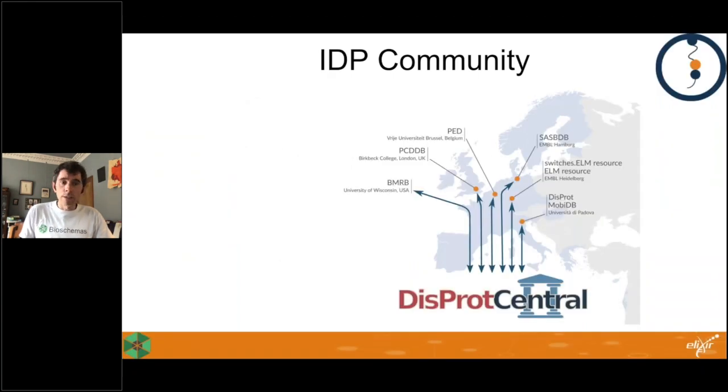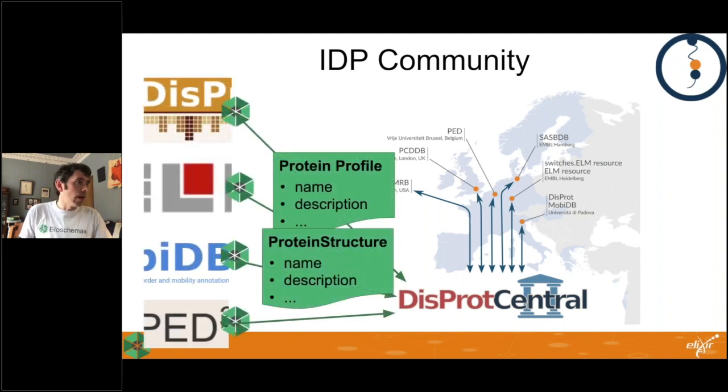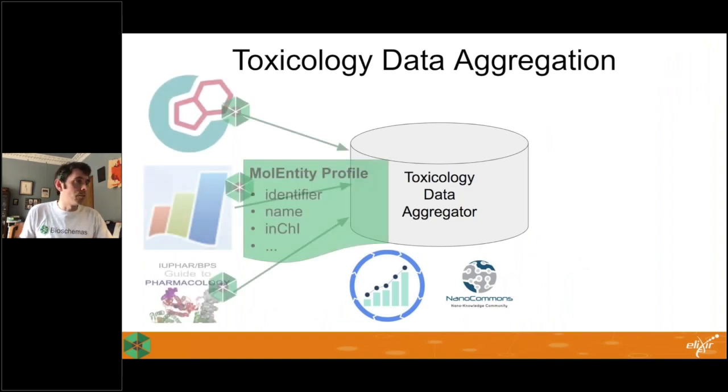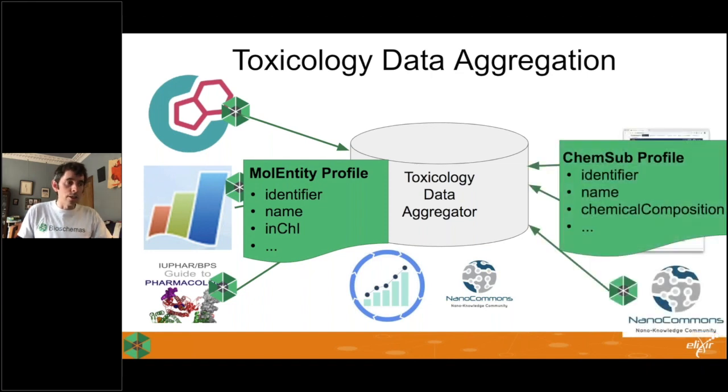And then within the intrinsically disordered protein community, they are at the early stage of developing a DisProt Central. They have a lot of data sets that have information about intrinsically disordered proteins. These are gradually getting the protein profile and protein structure markup within them. And again, we're going to set up this directed crawl to be able to have a central data aggregation for the community that makes this information available. And a similar thing is going on in the toxicology community. Again, we've got a series of data sets, a central aggregator, and we're trying to make this information more available from a central place.